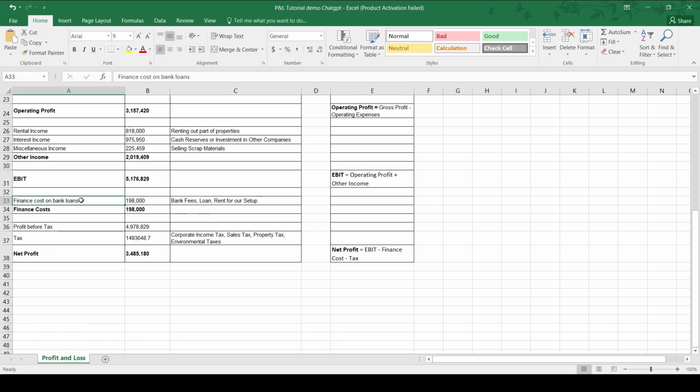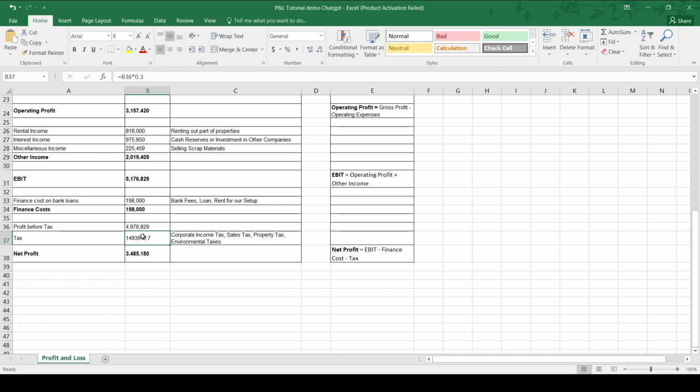Finance cost. At some point, businesses often need external funds to operate or expand. This leads to the finance cost, which is interest and fees paid on loans or credit taken to fund business operations. Finance costs are an essential part of understanding how much it costs to borrow money for business growth. Then we have the profit before tax. This is the total profit earned by the company before taxes are deducted. Here's how you can calculate the profit before tax. When you subtract finance cost from our EBITDA, we get our profit before tax.